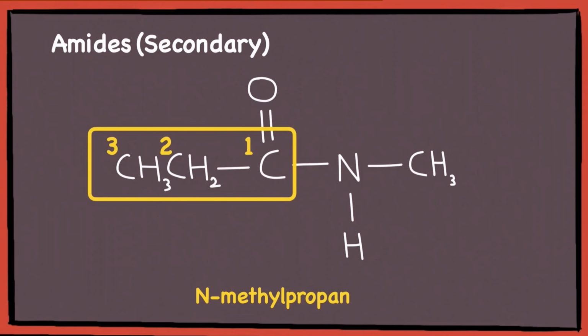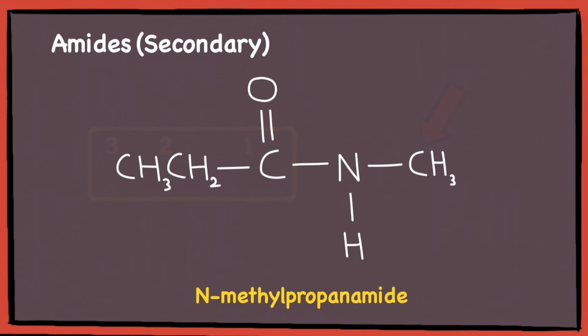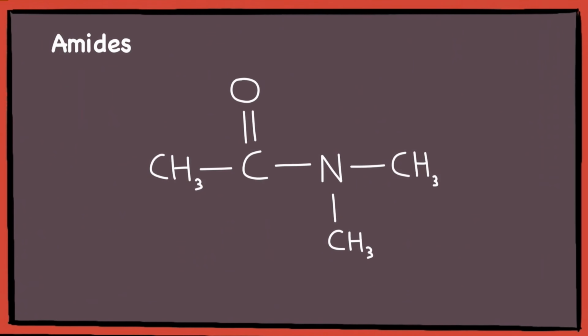called propan. Take note that this carbon atom is not counted as it is directly attached to the nitrogen atom and it is not part of this consecutive carbon chain. And since it's an amide, it has a suffix amide, and combining everything together, its name will be called N-methylpropanamide.